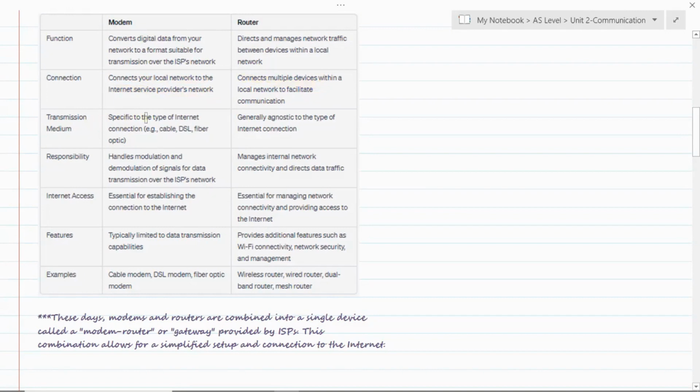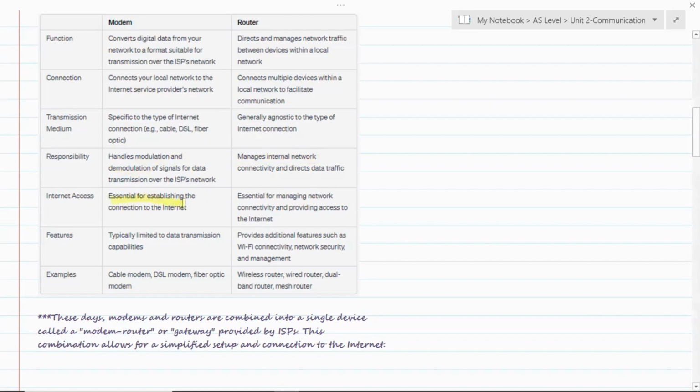Transmission medium, this basically depends upon the type of the network connection. It can be cable, DSL, fiber optic, anything. However, in routers, we generally do not know what type of transmission medium is used. Then responsibility: modem handles modulation and demodulation of signals for data transmission over the ISP's network. And router manages internal network connectivity and directs data traffic. So packets are transferred on their individual routes. Router defines the route for each and every individual packet which is transferred over the network.